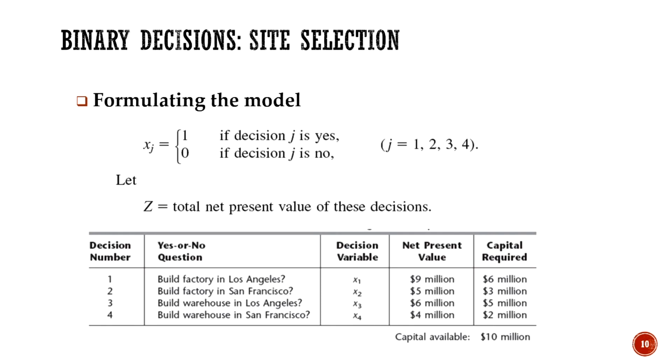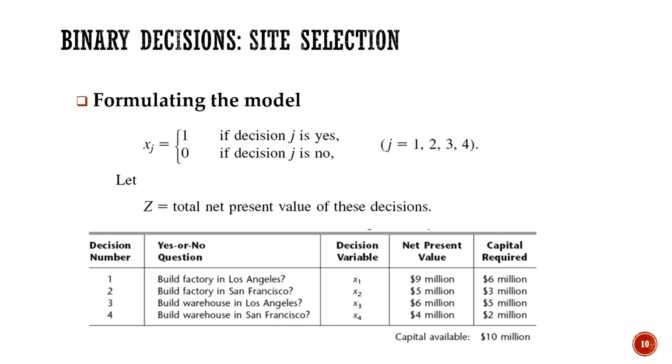As you can see, the type of decision variables is binary. If decision j is yes, we assign 1, and if it's no, we assign 0. And we have 4 decisions to make. The first one, do we want to build a factory in Los Angeles? The second decision, do we want to build a factory in San Francisco? The third and fourth decisions, building a warehouse in Los Angeles or building a warehouse in San Francisco.